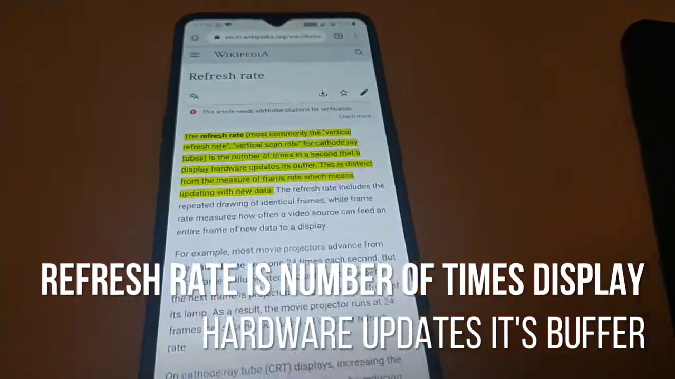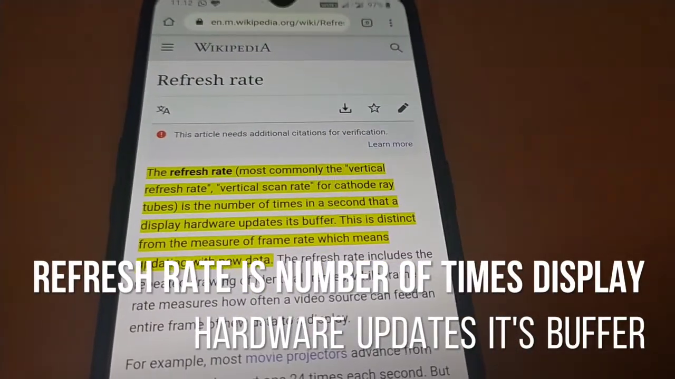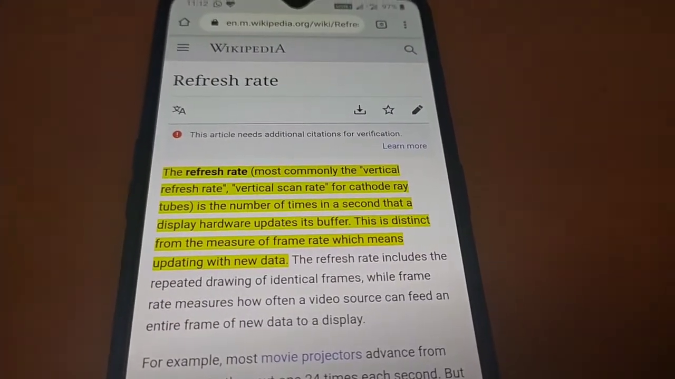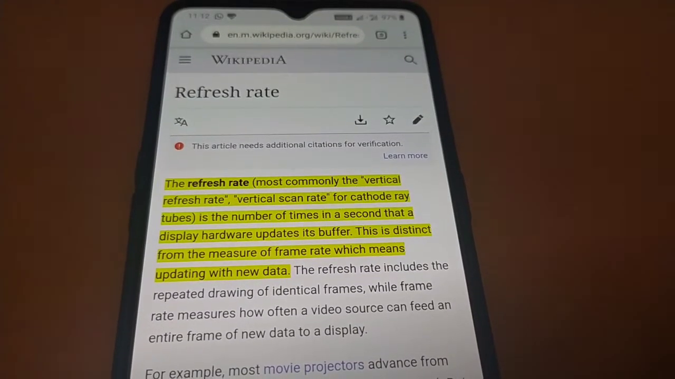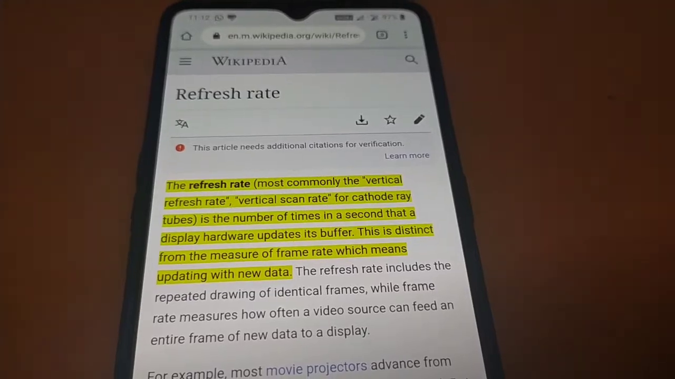So now let's try to read the Wikipedia definition for refresh rate. It says refresh rate is most commonly the vertical refresh rate for CRT, the number of times in a second that a display hardware updates its buffer.